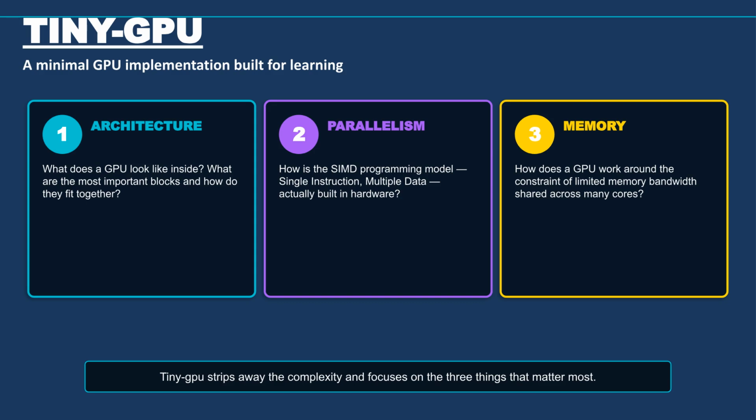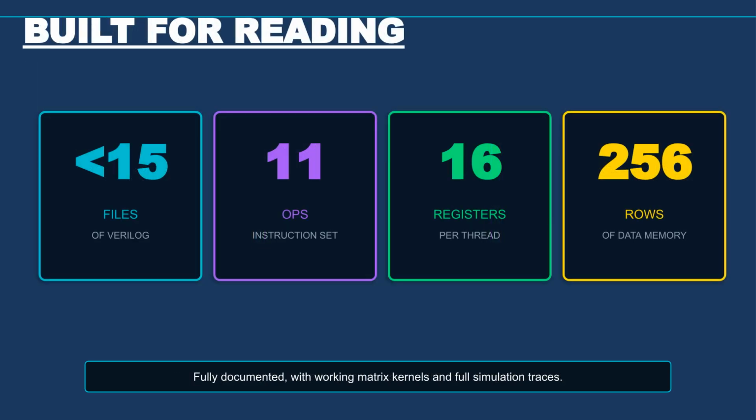We will explore what a GPU looks like inside and how its components fit together, how the SIMD model is implemented in hardware, and how the GPU manages limited memory bandwidth. The design of TinyGPU is kept minimal for readability. It consists of fewer than 15 Verilog files, an 11 operation instruction set, 16 registers per thread, and 256 rows of data memory. It is fully documented with working matrix kernels and simulation traces.